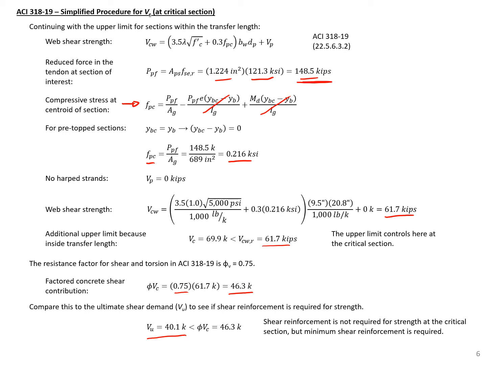for strength. So because our phi V sub C is greater than V sub U, we don't need shear reinforcement for shear strength, but because this phi V sub C is less than 2 times V sub U, we do require the minimum shear reinforcement. So we'll need to find the minimum shear reinforcement and provide that in our beam.